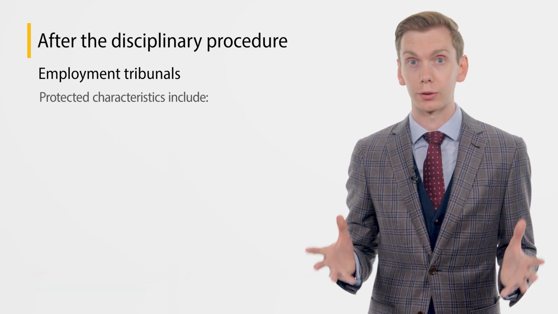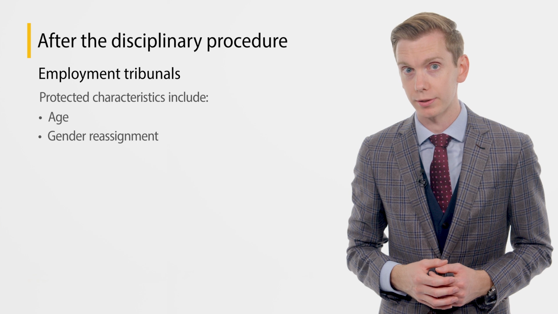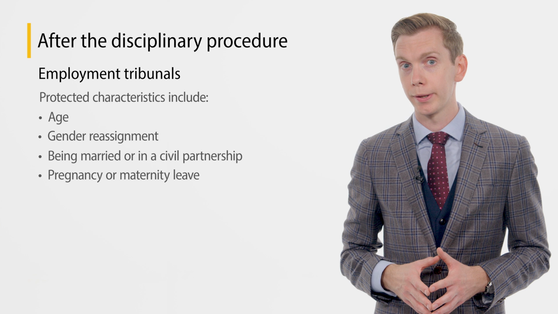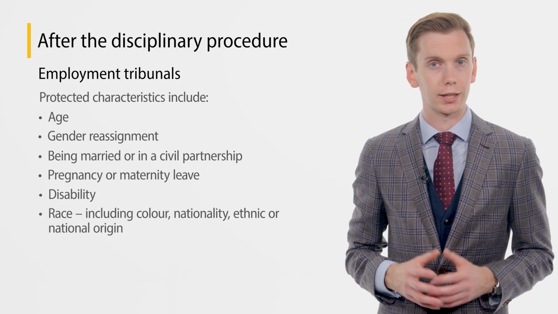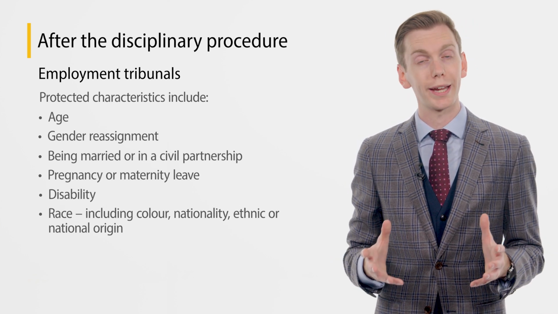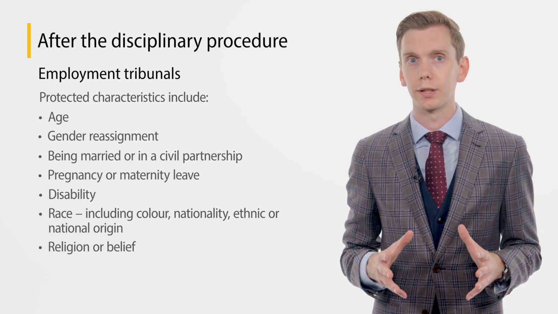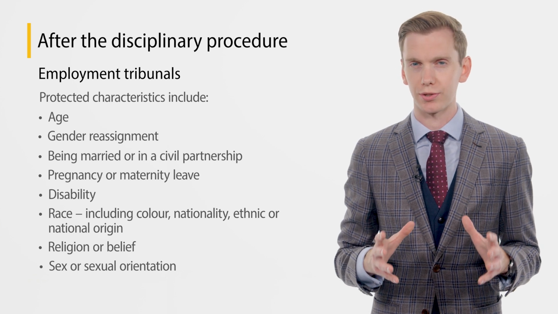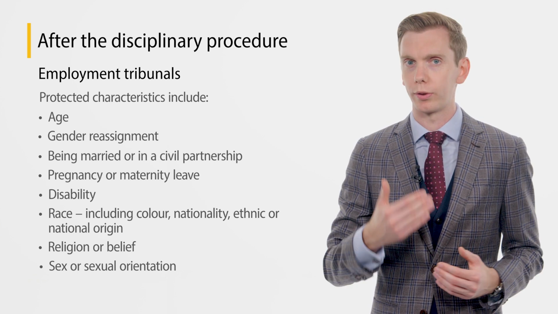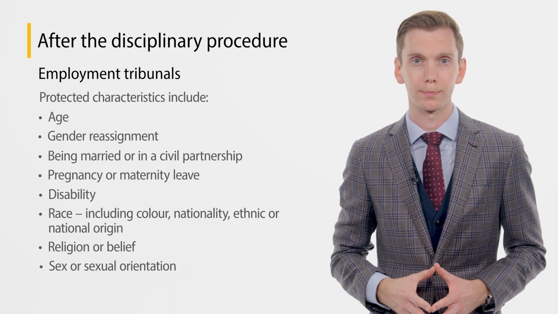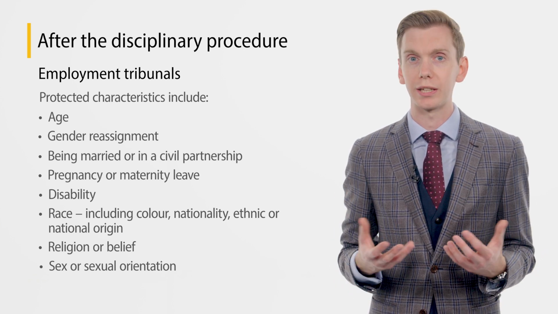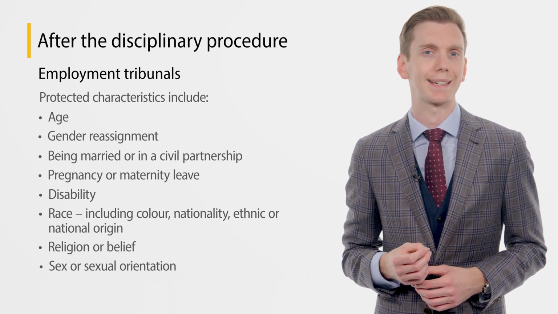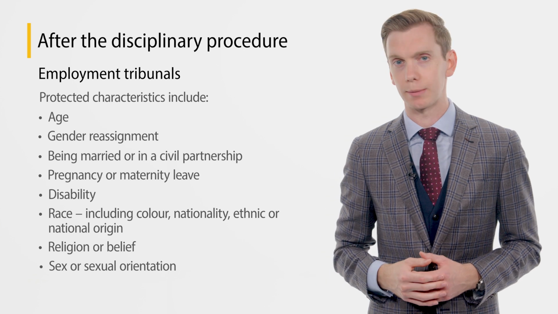Protected characteristics include age, gender reassignment, being married or in a civil partnership, pregnancy or maternity leave, disability, race including colour, nationality, ethnic or national origin, religion or belief, and sex or sexual orientation. You should consider these protected characteristics before deciding whether to dismiss someone with less than 2 years of continuous employment. Employers who are found to have unfairly treated someone with a protected characteristic during a dismissal will be automatically deemed to have unfairly dismissed the employee.